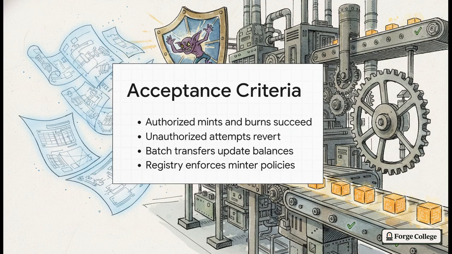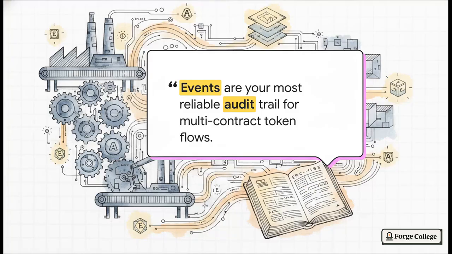This checklist proves that all those theoretical architectural decisions we made way back in Lesson 1 are actually working in real executable code. And please, remember this golden rule. Events are your most reliable audit trail. If you want a clean, auditable factory assembly, and trust me, you definitely do, you must ensure your multi-contract token flows are emitting precise, accurate events at every single stage of the process.